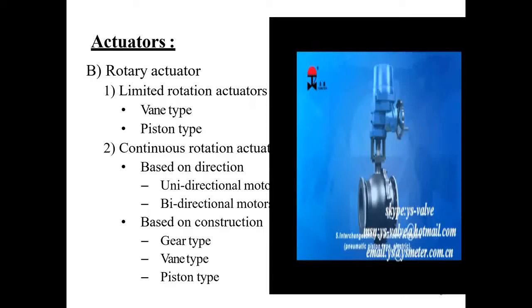When there is a power failure, at that time this actuator can be operated manually, else we can control this actuator using hydraulic oil or compressed air, whatever we have at the location. Okay. Now we are going to see another type of rotary actuator.